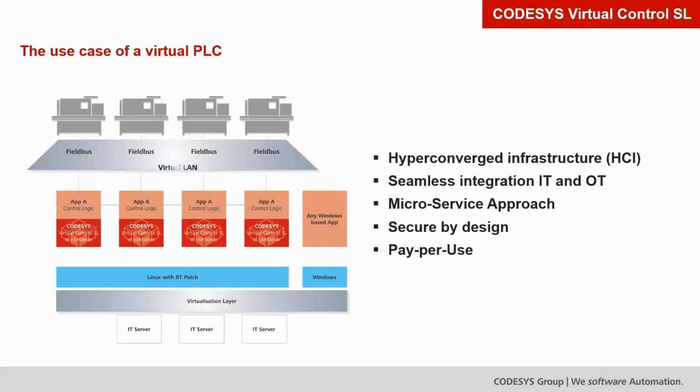The virtualization layer provides a hyperconverged infrastructure, shortcut HCI, and the logical division of software and hardware enables to extend the hardware without changing the software. So hardware and software are divided, and the hardware is providing the resources and the software is providing the functionality. And this approach enables a seamless integration of IT and OT, because you can run OT applications on IT hardware.